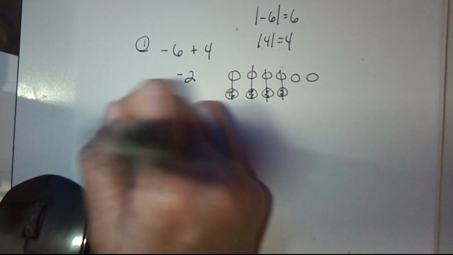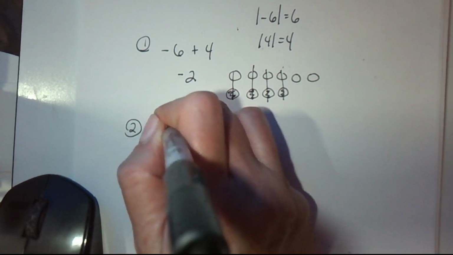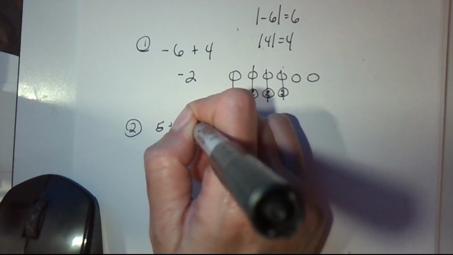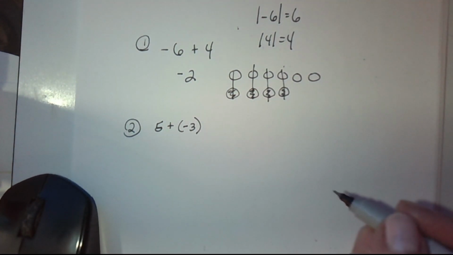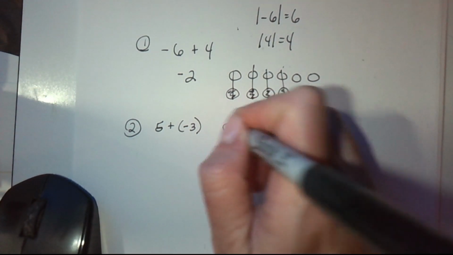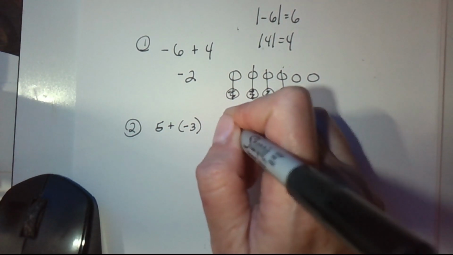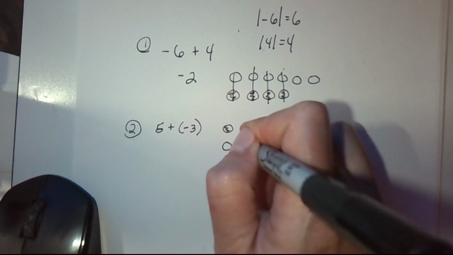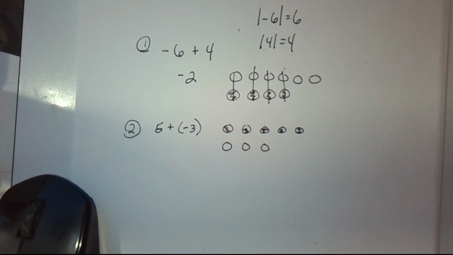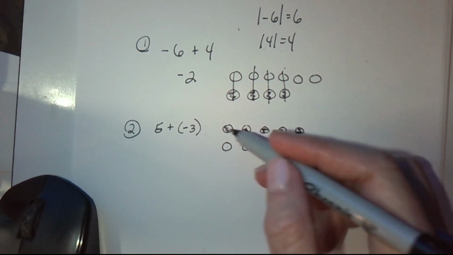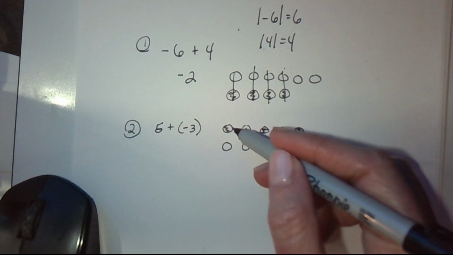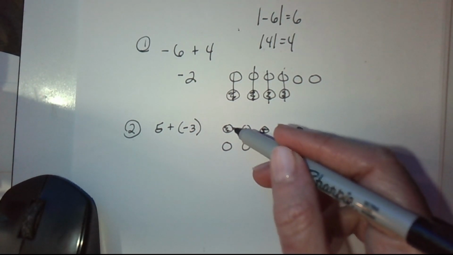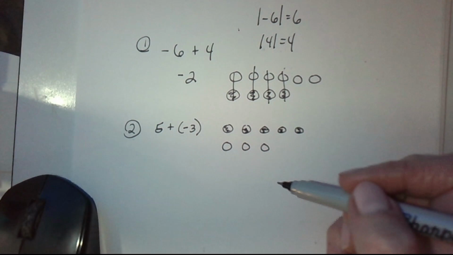Okay, let's try another one. Let's see, 5 plus -3. If you wanted to do it with a chip model, I could do 5 of the shaded chips, and then 3 of the open circle ones. Okay, so 5 of the shaded, and 3 of the open circle.